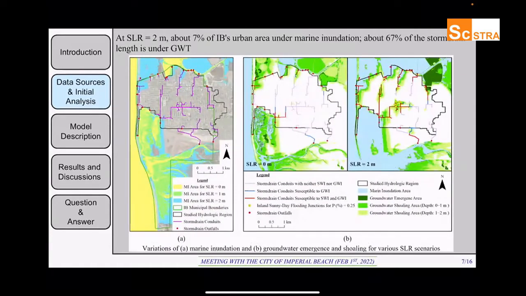We have some maps and GIS analysis showing that in downtown Imperial Beach, this area can have impacts from flooding and sea level rise. Especially if it's 2 meters of sea level rise, that's very problematic. In this situation, we are at around 2 or 3 kilometers into the city.